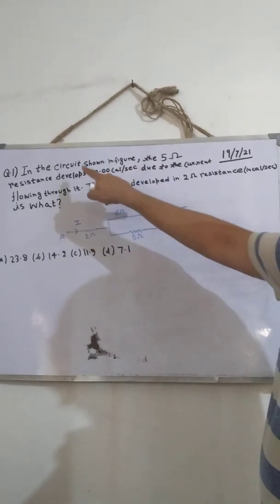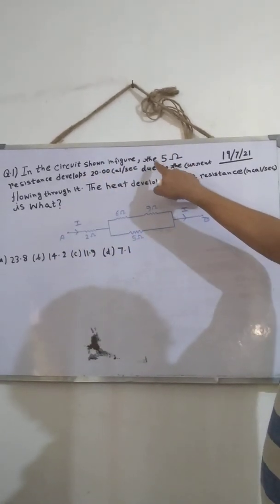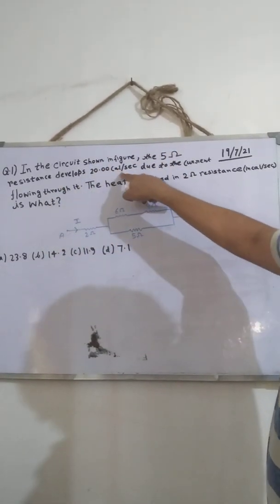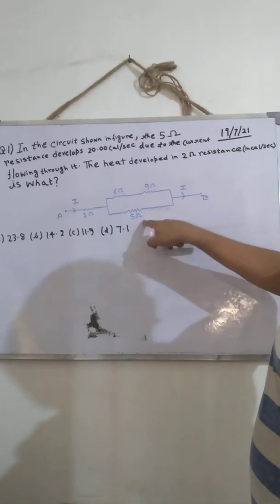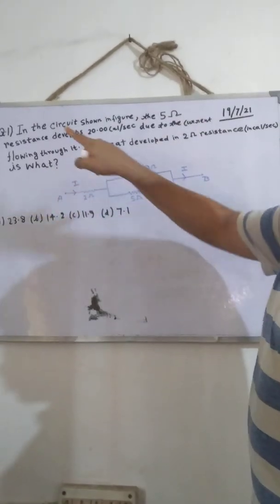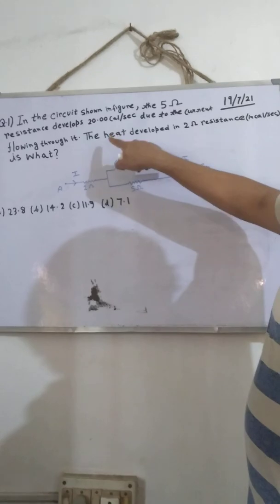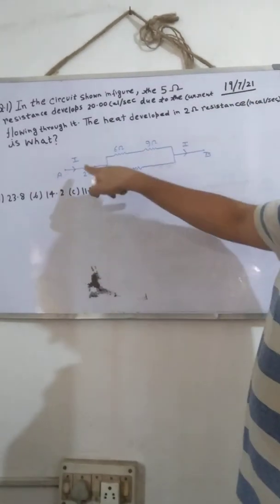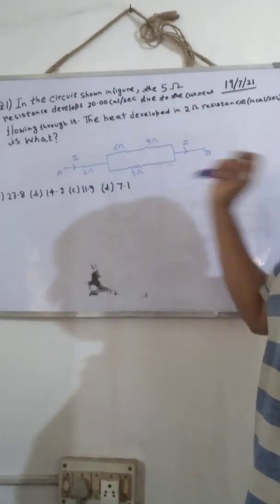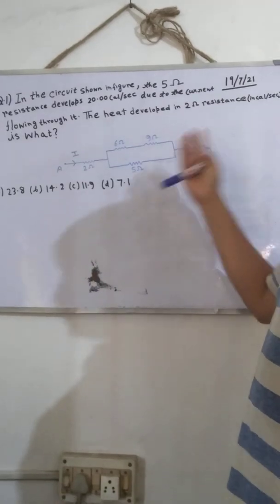Okay, I think the question is clear, but once again I am reading it. In the circuit shown in the figure, the 5 ohm resistance develops 20 calorie per second due to the current that is flowing through it. Then what is the heat developed in the 2 ohm resistance? This is the question. This is the figure and these are the respective options. So let us solve the question.